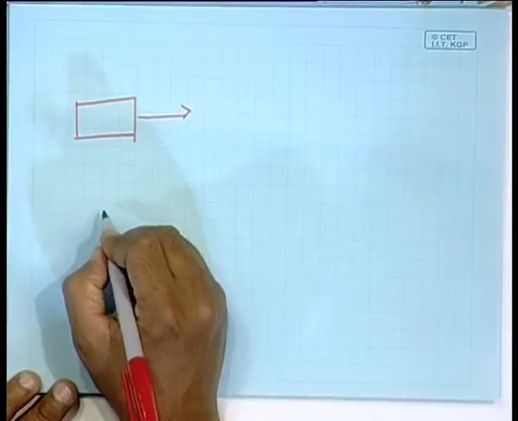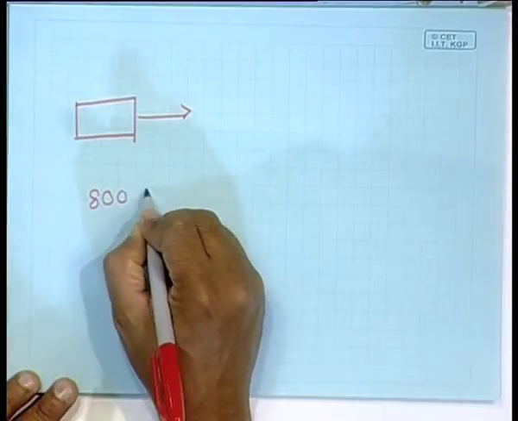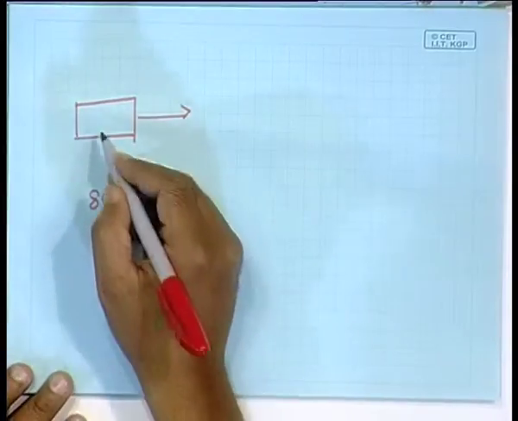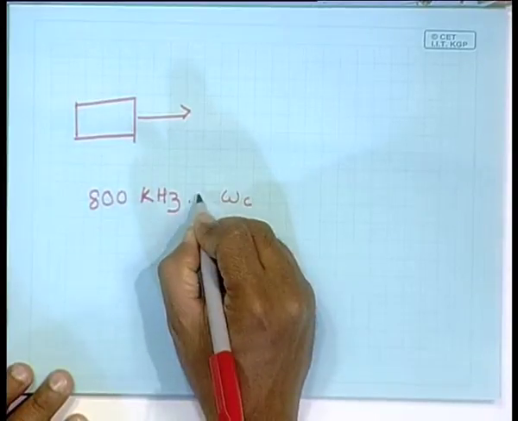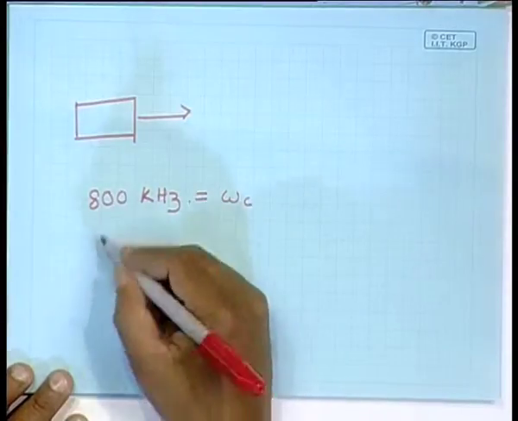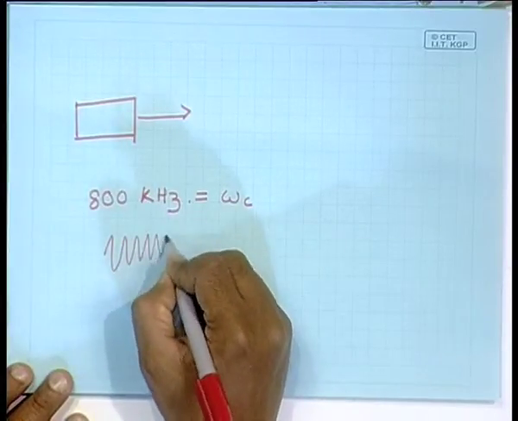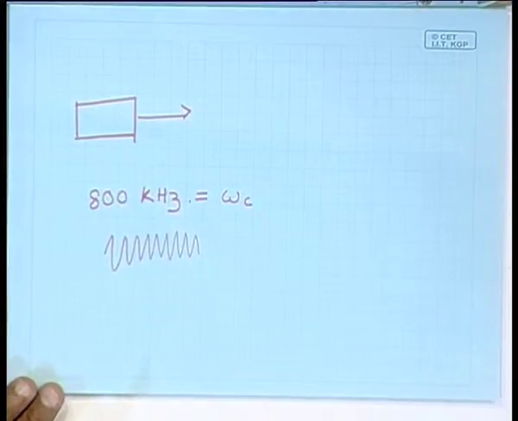So, let us consider a situation where the carrier wave is at 800 kilohertz frequency. The signal generator over here, this is going to be referred to as omega c, produces a wave at 800 kilohertz. It's a sinusoidal wave like this. This itself has no information.